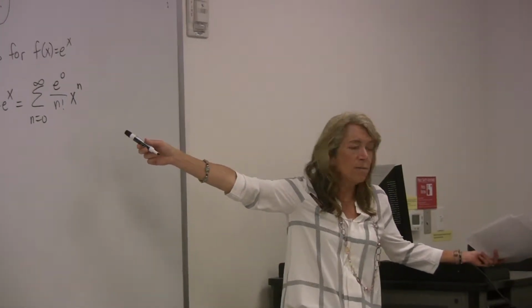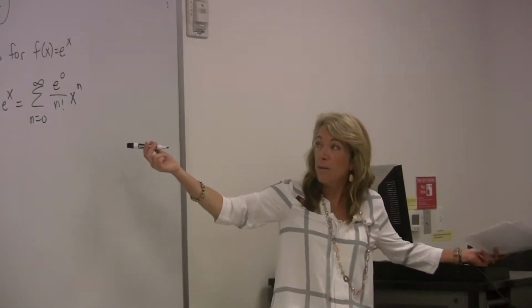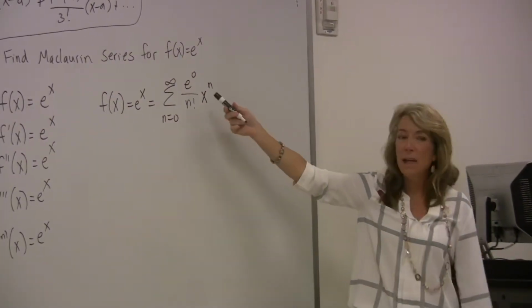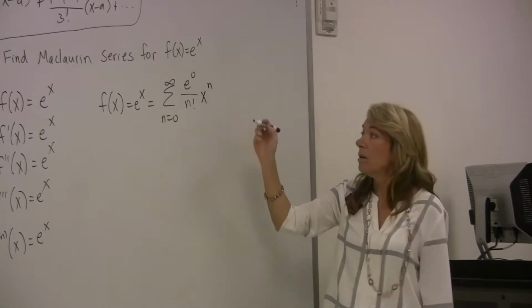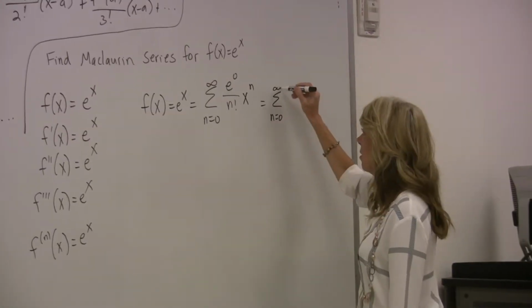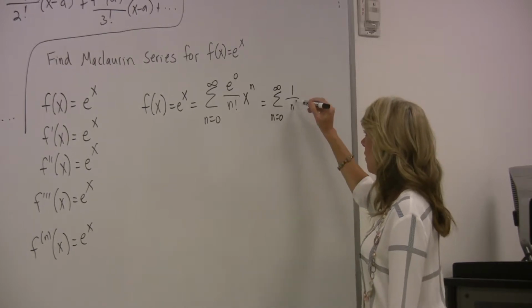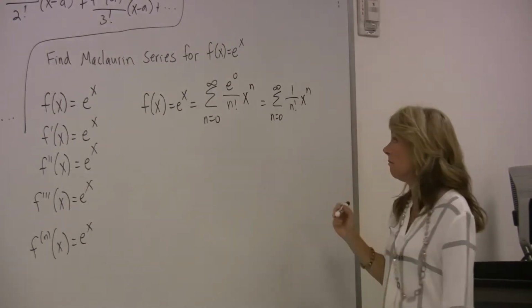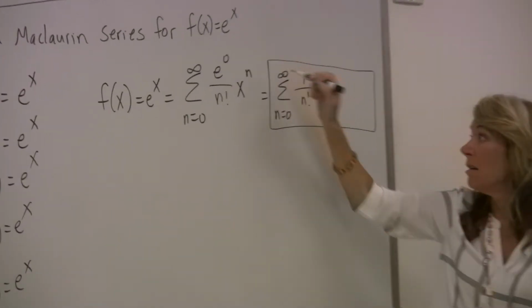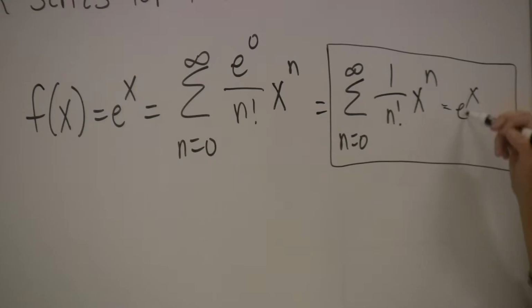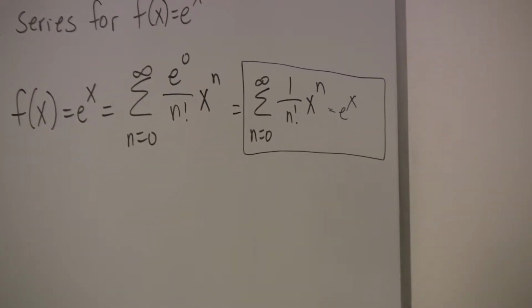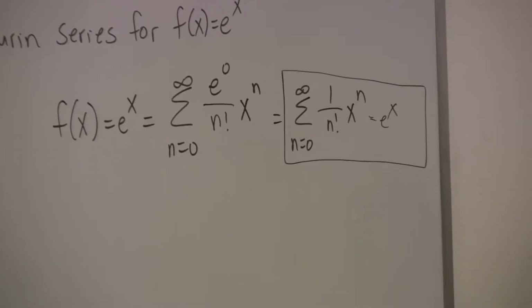Questions on what I wrote there? Technically, we're almost done. Would anything here simplify? e to the 0 is just 1. So this series is 1 over n factorial x to the n. We're done. This is the series for e to the x. We turned e to the x into a Maclaurin series.